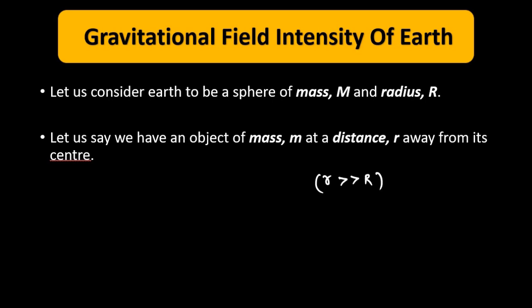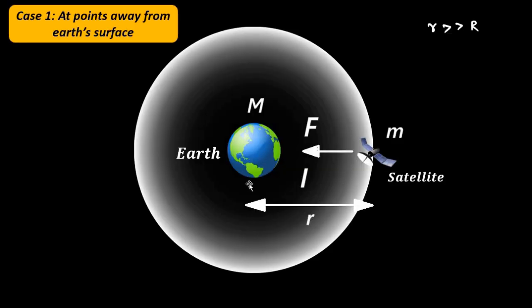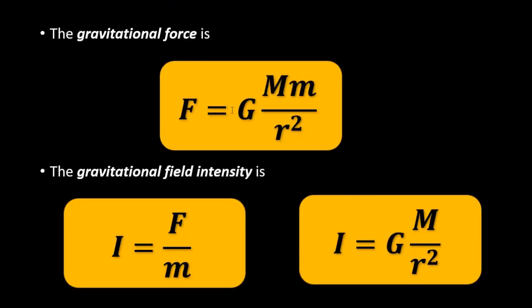In this case, there will be a gravitational force of attraction between Earth and the satellite, equal to F equals capital G capital M small m by r square, where G is the universal gravitational constant, capital M is the mass of the Earth, small m is the mass of the satellite, and small r is the separation distance.